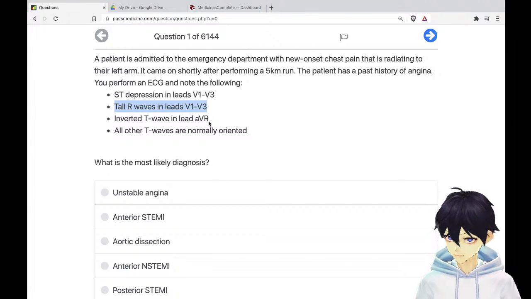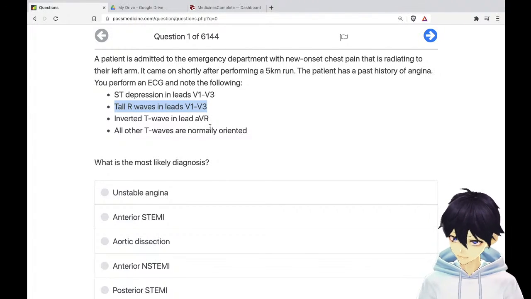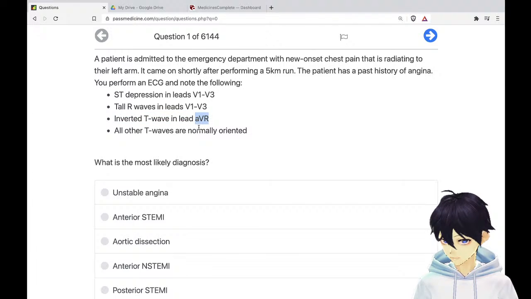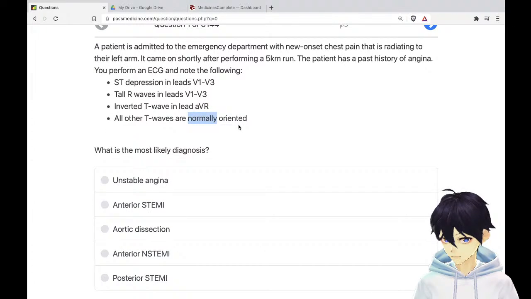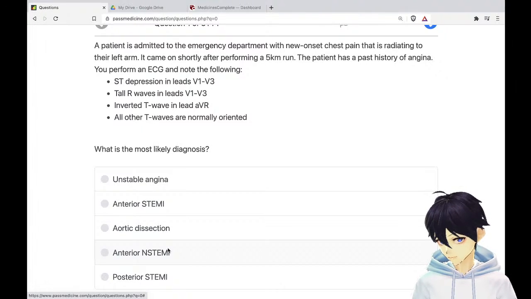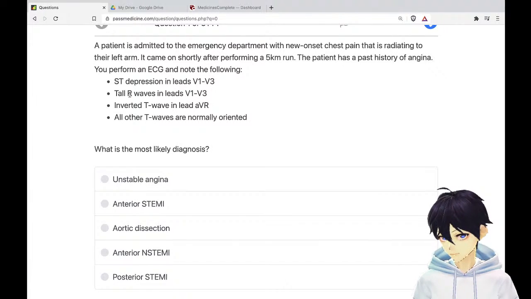Oh, is it pointing to your left arm? Right arm. AVR is pointing the right arm. What does inverted T waves in this direction mean? It would be a bit too simple if it's anterior and STEMI. There must be a reason they are talking about the tall R waves and T waves.